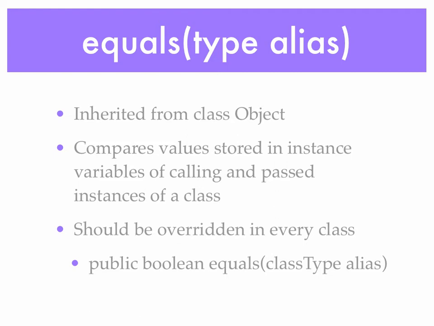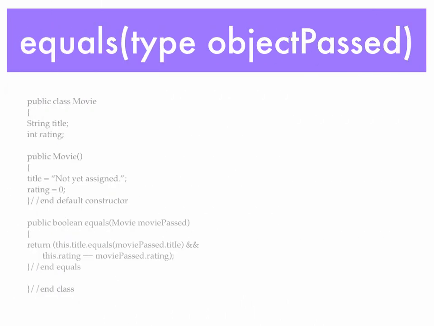It's called equals, and it always expects an argument. And that argument is of the same class as the class that called the method. There's a little leeway in that, and we'll talk more about that in inheritance. All right. Now, here's an example of the method equals.